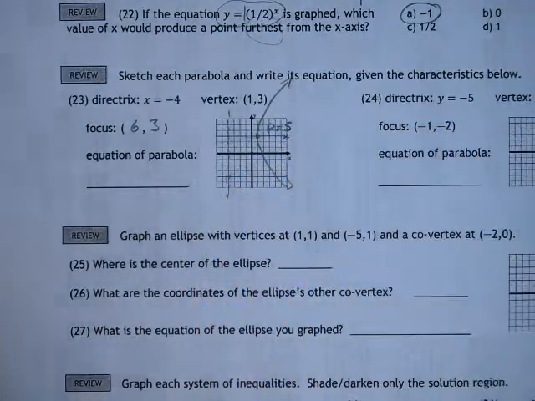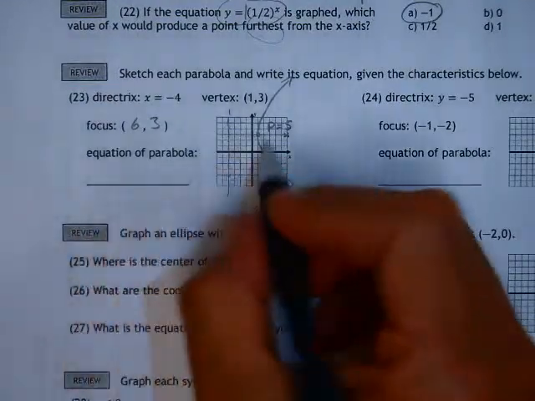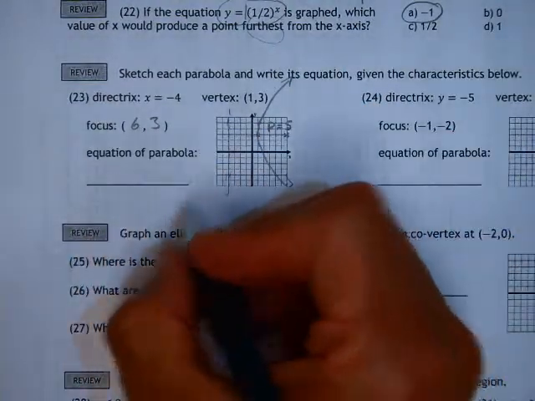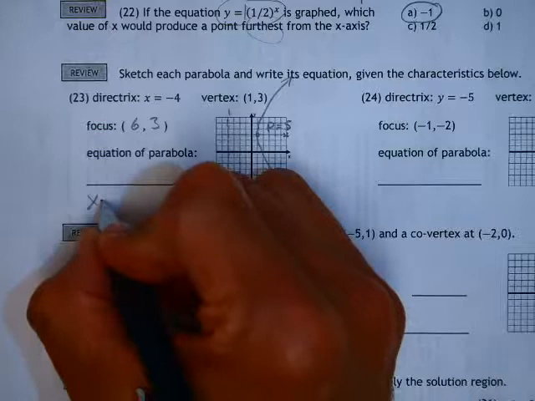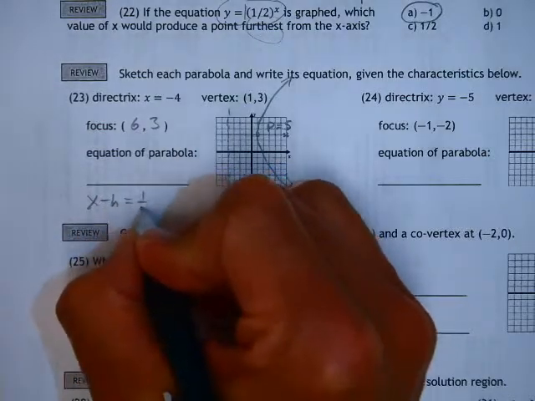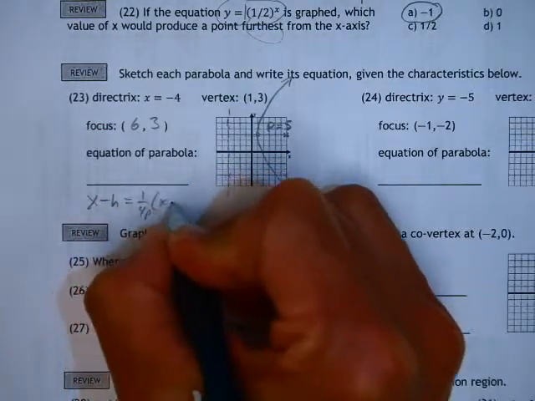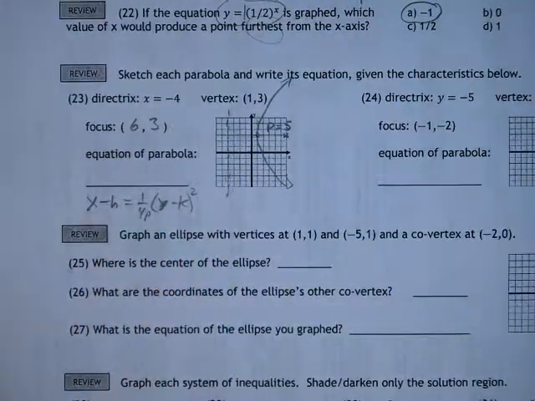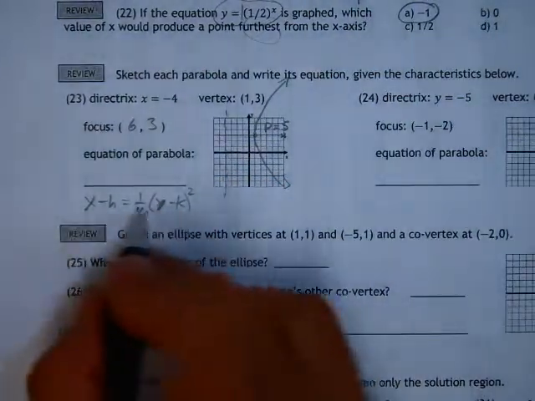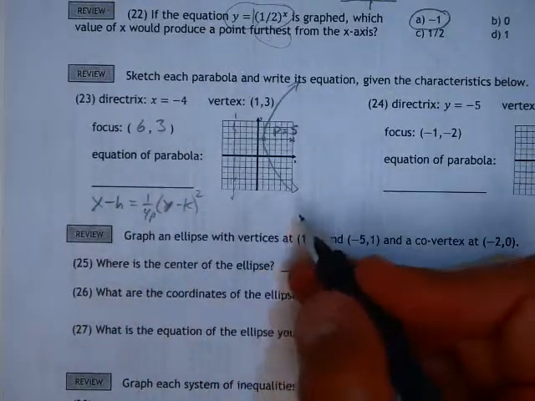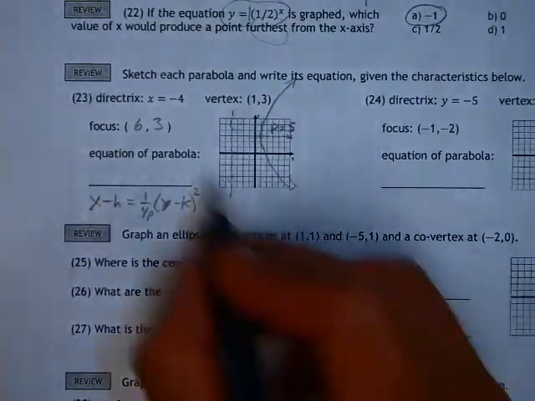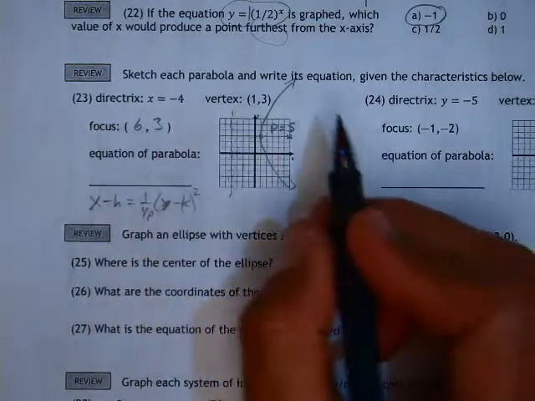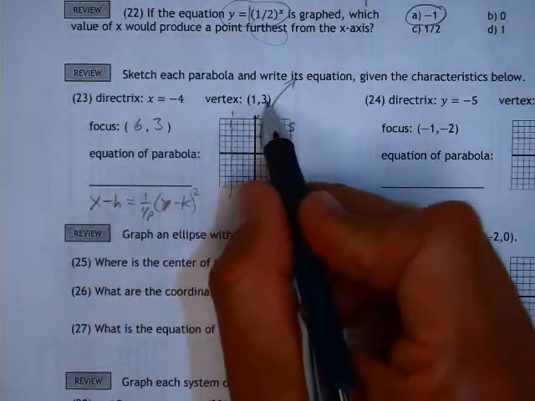And if we do a quick refresher, knowing it opens to the right means we're going to have an x minus h that's equal to 1 over 4p times y minus k, quantity squared. That's the general form of the equation that's a parabola that's sideways. Now we just plug in what we know. That's your h and that's your k.